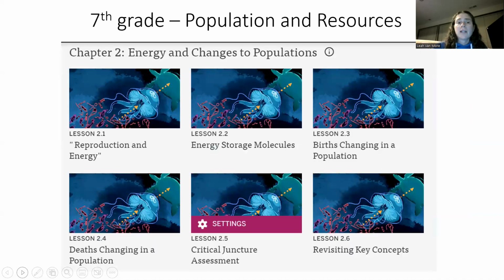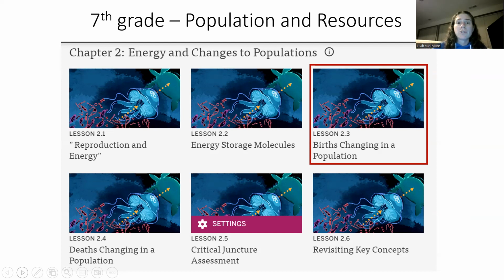So I took an example from the 7th grade curriculum. The unit is population and resources. And I'm going to focus specifically on this lesson 2.3, births changing in a population. So if you're not familiar with this unit, essentially in chapter 1, the main idea students got is that if births in a population exceed deaths, then the population will increase. If deaths exceed births, then the population will decrease.